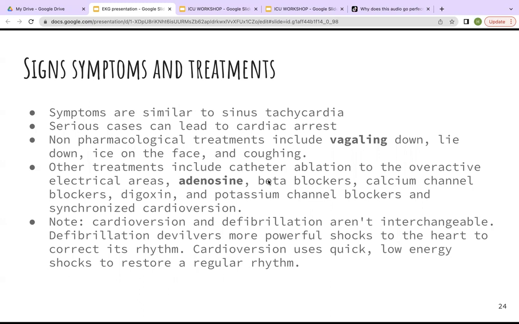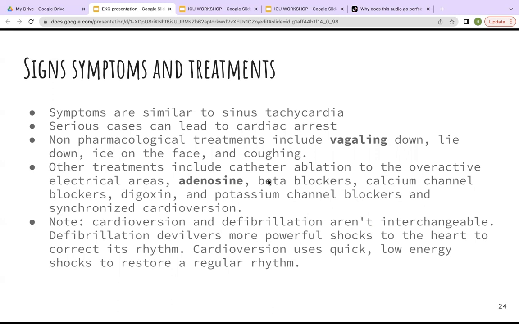Adenosine, which can be kind of a scary medication to give. A physician needs to be at bedside when it happens because it stops the heart for a few seconds. It has a very short half-life. So when you're administering this drug, you're going to lift the extremity, have a stopcock, and slam that medicine in, and then slam a flush in right behind it, because you don't want that half-life to give up before it makes it to the heart. Catheter ablations to ablate the overactive electrical areas.